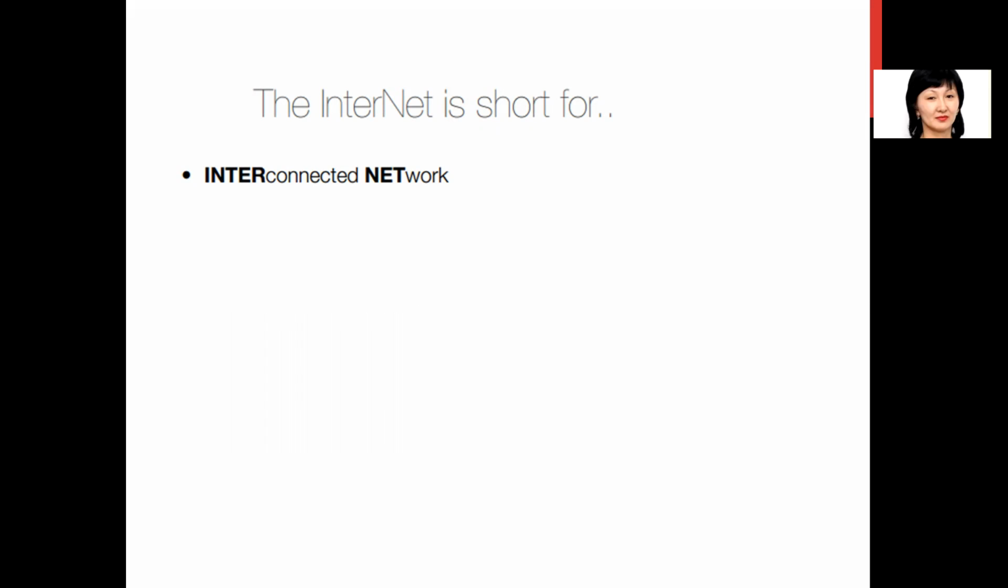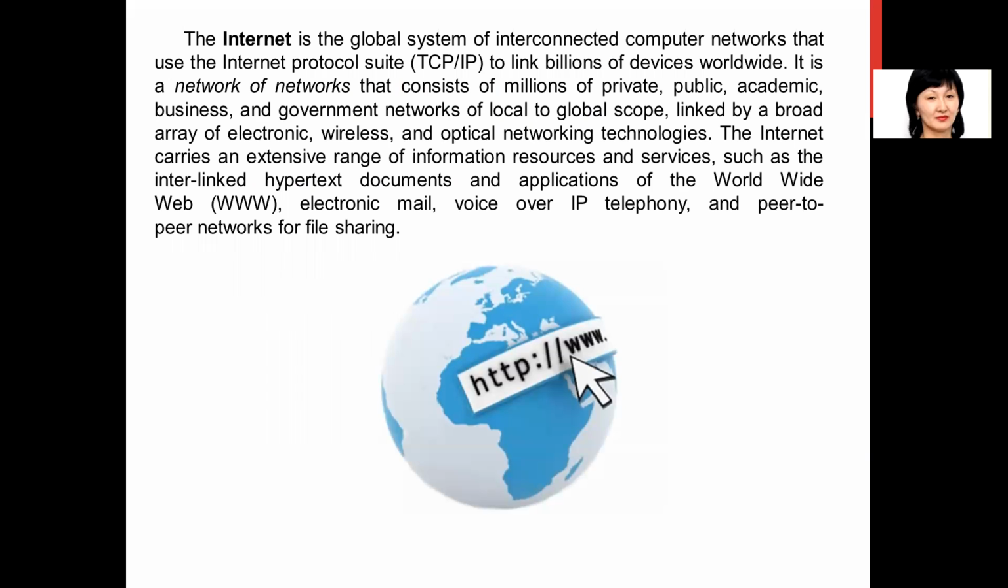The Internet is a global system of interconnected computer networks that uses the Internet protocols, Transmission Control Protocol and IP, to link billions of devices worldwide. It's a network of networks that consists of millions of private, public, academic, business, and government networks, from local to global scope, linked by a broad array of electronic, wireless, and optical networking technologies.